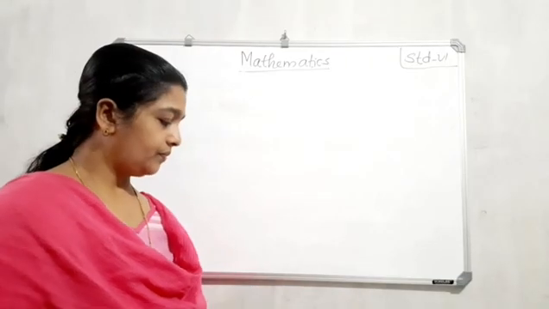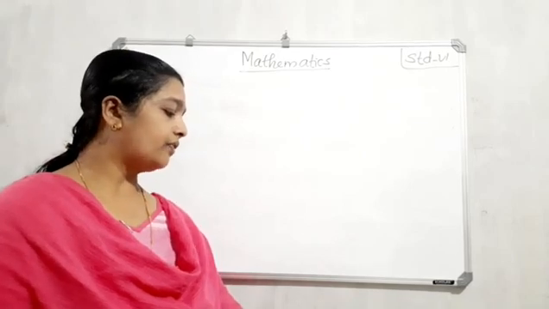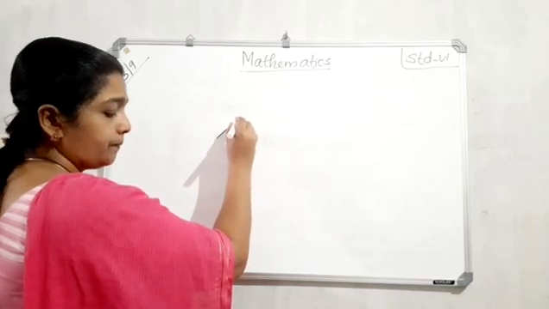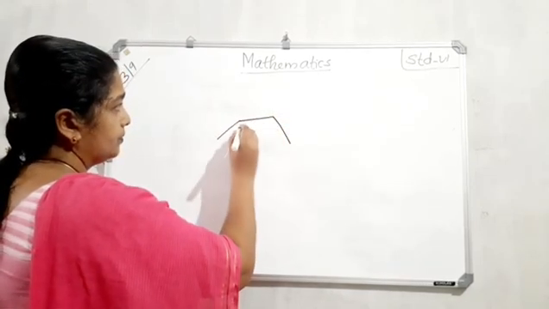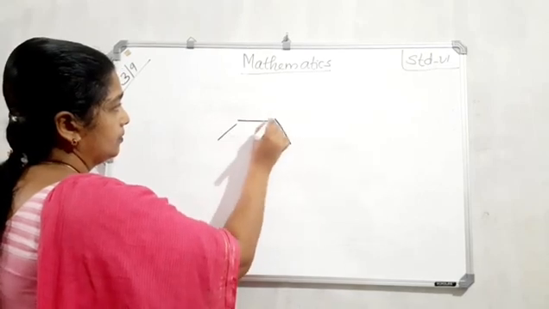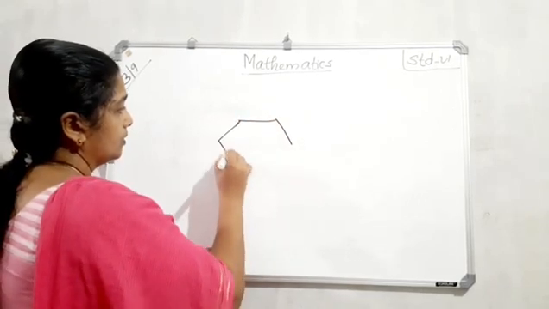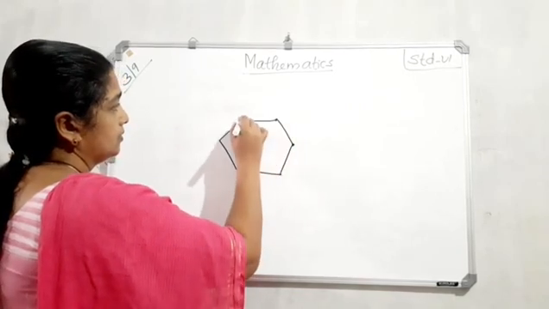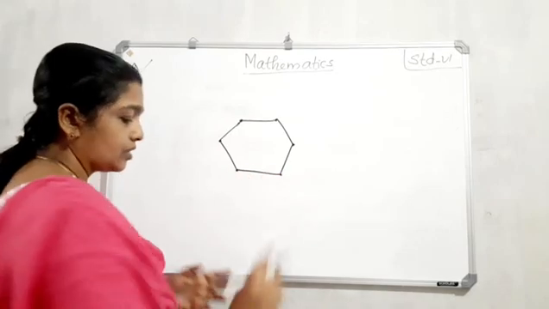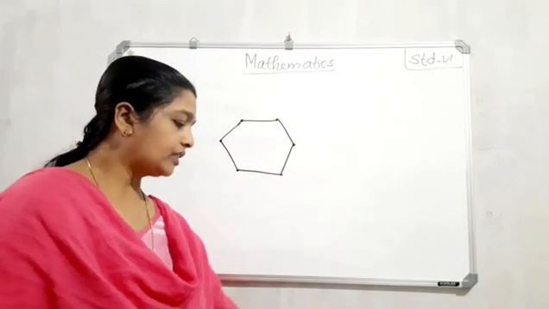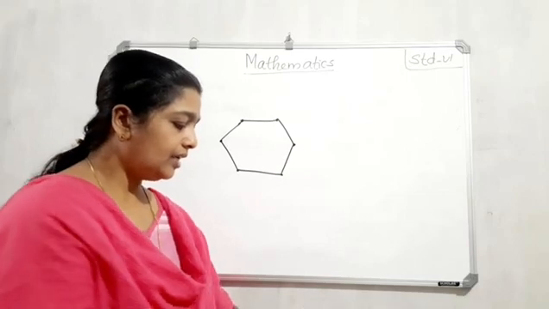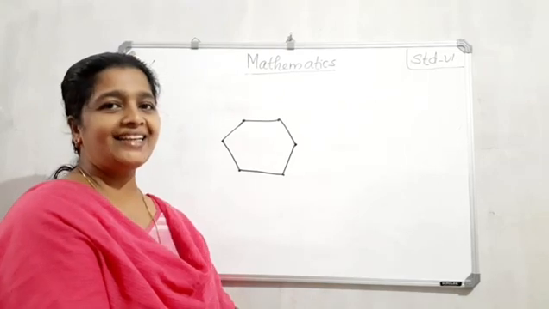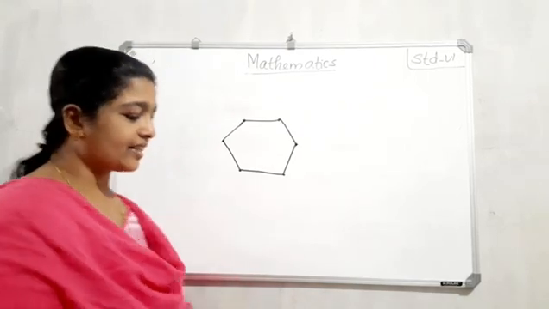Next question. Draw a rough sketch of a regular hexagon. Hexagon, how many sides? 6 sides. Next, draw a triangle by connecting any 3 of its vertices. So we can connect any 3 vertices.